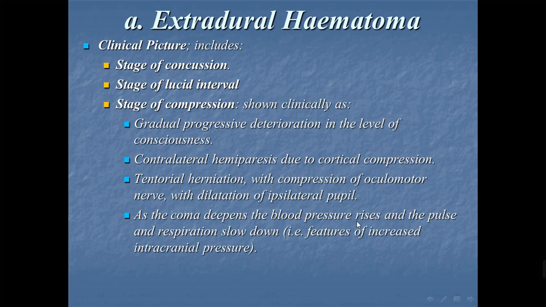Why compression? Because now the blood has collected in a big amount, and there is gradual progressive enlargement of the hematoma compressing the brain tissue. Now, what will happen? There will be gradual progressive deterioration of consciousness, contralateral hemiparesis due to cortical compression, and tentorial herniation with compression of the oculomotor nerve and dilatation of the ipsilateral pupil. As the coma deepens, the blood pressure rises and the pulse and respiration slow down. This is the triad I mentioned to you in the second lecture, Cushing triad: hypertension, bradycardia, and slowed respiration.